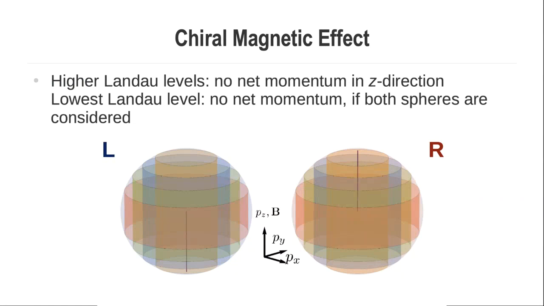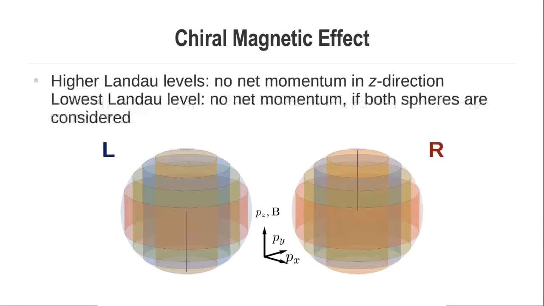Let's see what this implies. Higher Landau levels are cylinders. So there are equal number of particles with positive Z momentum and negative Z momentum. But the lowest Landau levels, if you just look at the left-handed particles, they all have negative momentum, and right-handed particles all have positive momentum. But this won't lead to electric current because there are the equal number of left and right-handed particles moving in opposite directions. So the net charge flow is 0 in this case. So it's fine. It doesn't mean that if you take a Dirac or Weyl material and put it in a magnetic field, you will get a current.